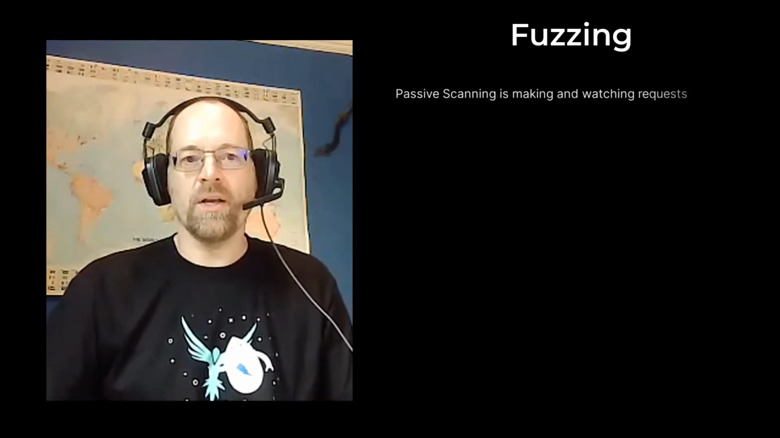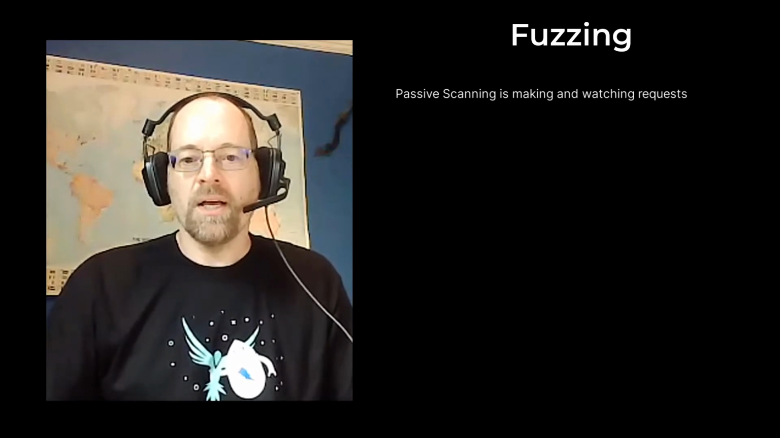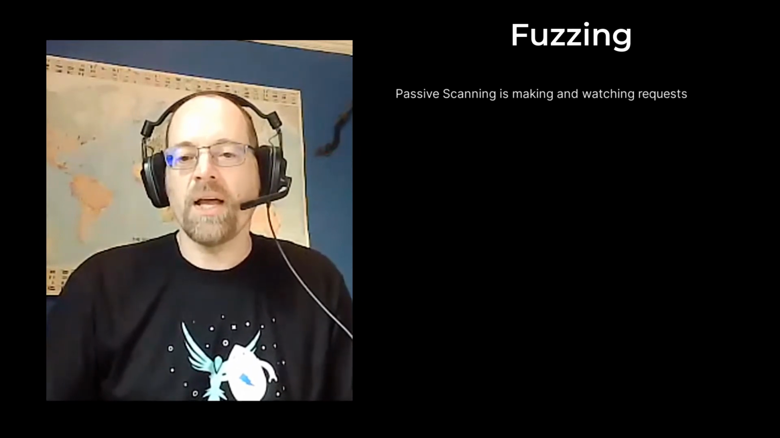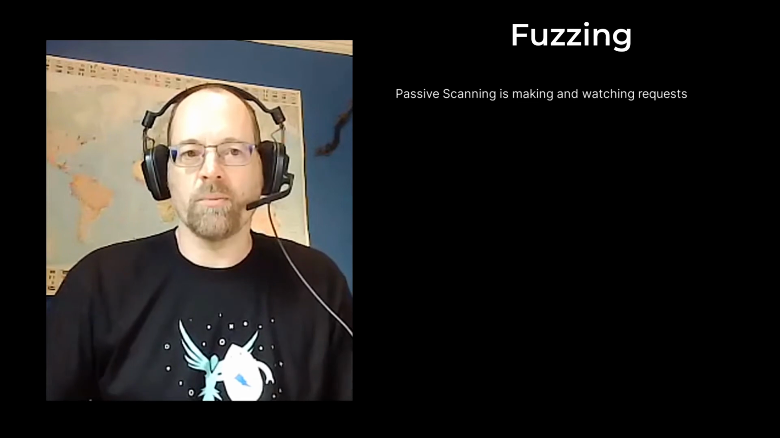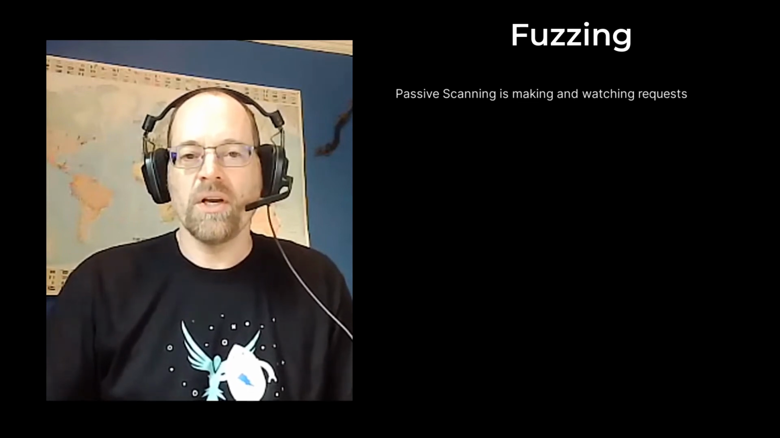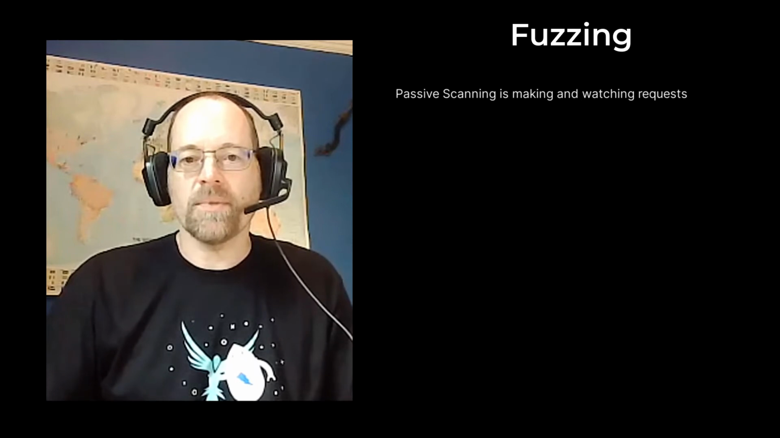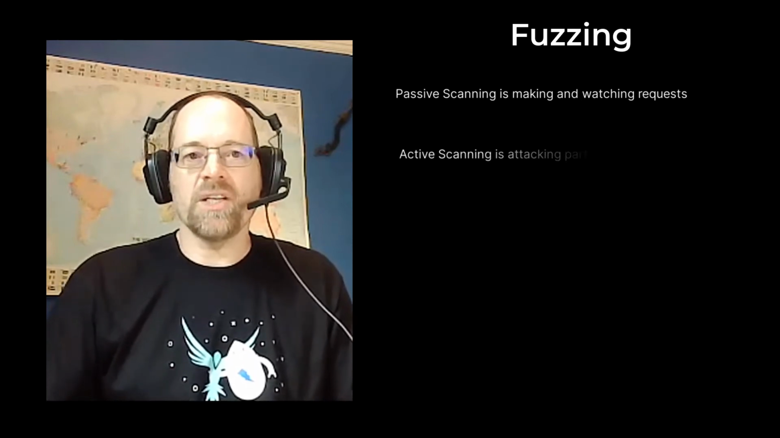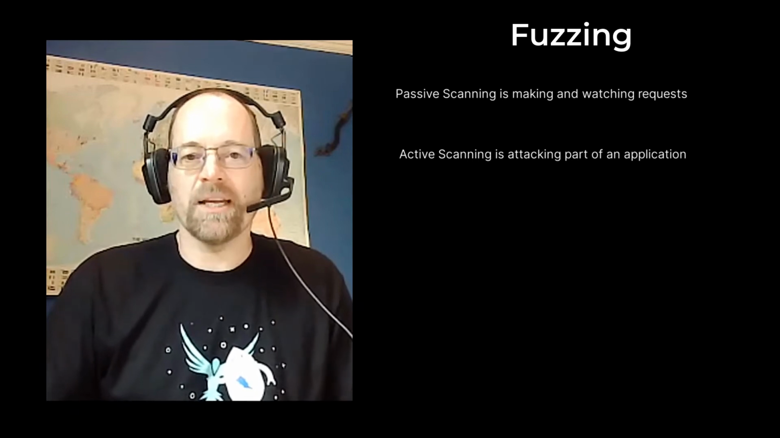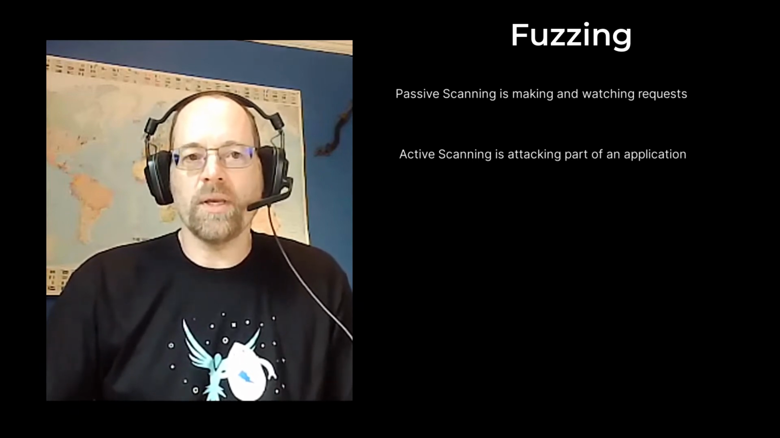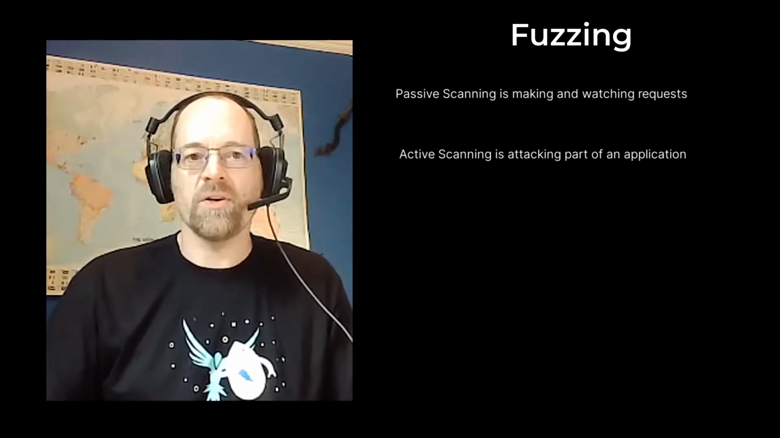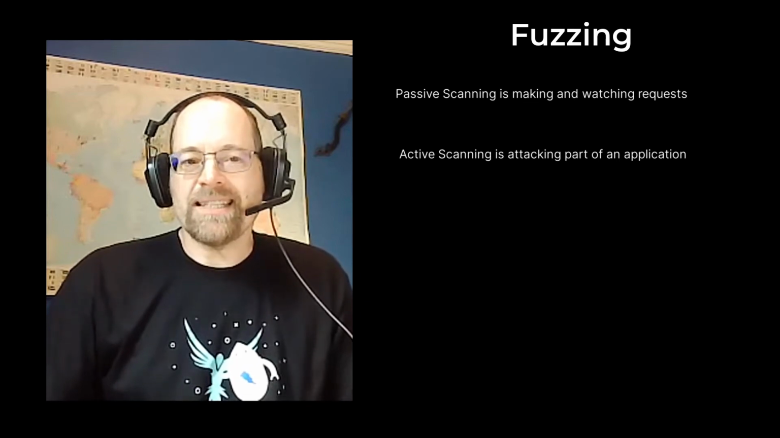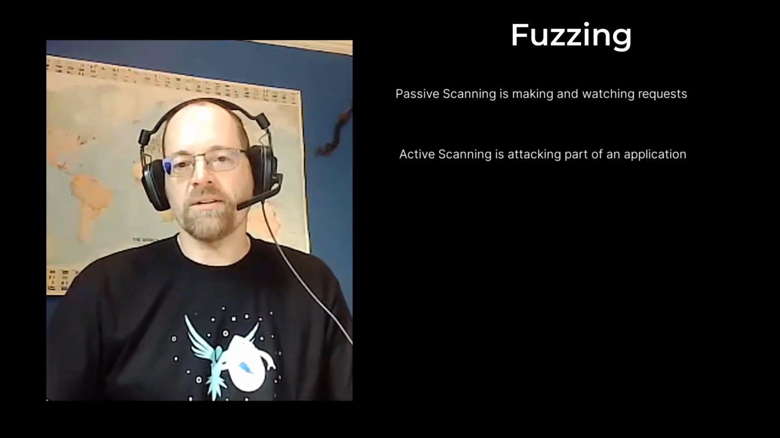With ZAP, we have passive scanning, and passive scanning is where we're either proxying requests through ZAP or generating requests within ZAP. And ZAP is just looking at the requests and responses and working out whether there are potential problems just based on looking at those details without making any changes. Then we have active scanning, and active scanning is where ZAP is actively attacking the application. So it is looking for particular types of vulnerabilities, making attacks, and then analyzing the results to see if those attacks were successful.